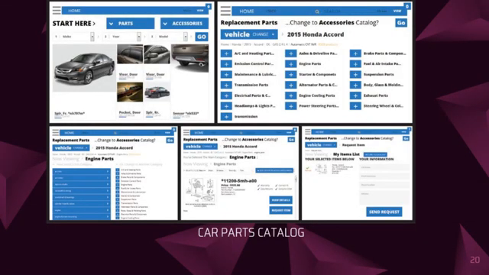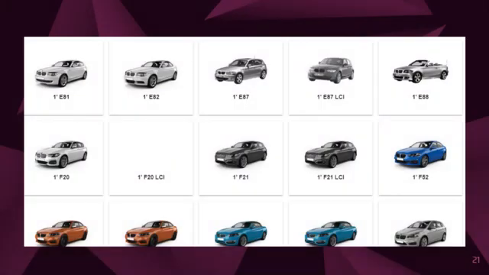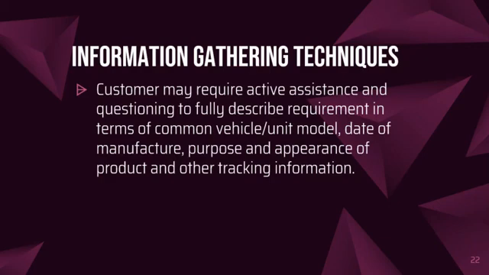So, here is an example of a car parts tag catalog. So, the parts cataloging systems may be hard copy, maybe book fast, maybe loose leaf, standalone computer or networked or online computer supported services. This is another one. So it's showing different versions of car. Okay. Next is the information gathering techniques.